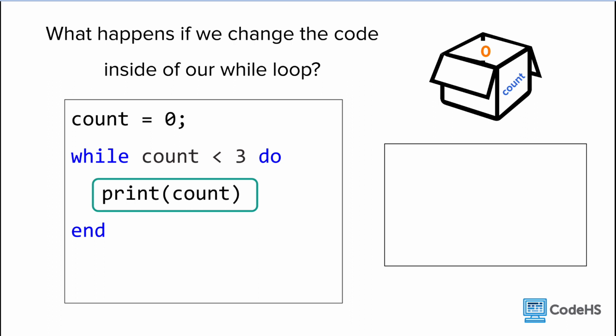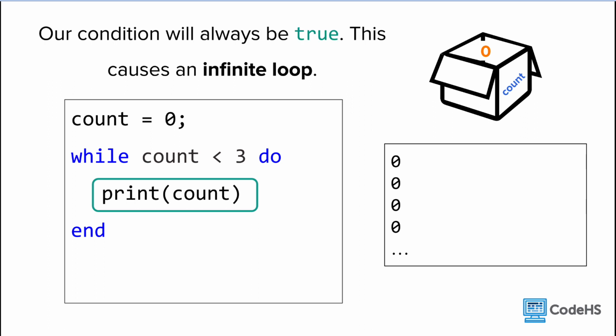Let's look at one more example. What if we change the code inside of our while loop so that we're only printing the value of count? This will print 0 over and over again to the console because count is always 0. Because the value of count will always be 0, the condition will always be true. This will cause an infinite loop.